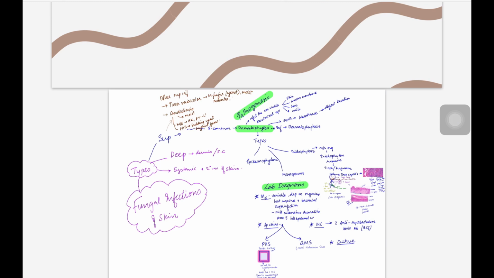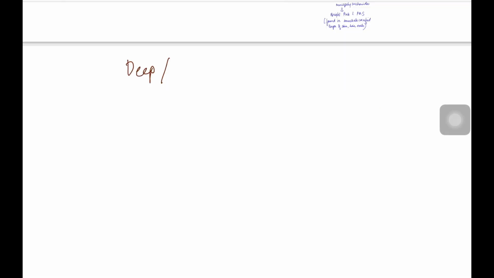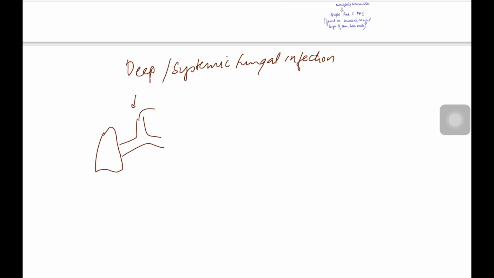Okay, so next we will go to the deep fungal infections of the skin. Most systemic fungal infections develop in the lungs due to inhalation of aerosolized material contaminated with organisms, mainly like Histoplasma and Blastomyces. So from a primary lung infection, they may disseminate and spread to the skin or the mucosa.